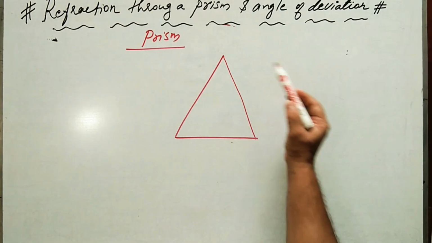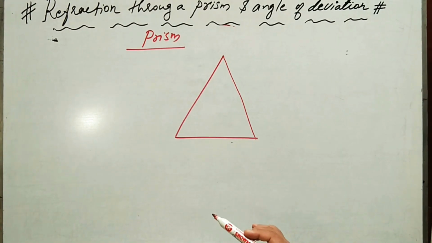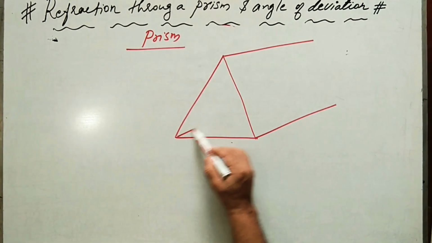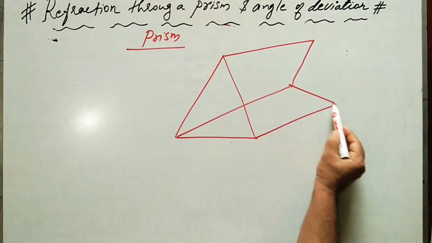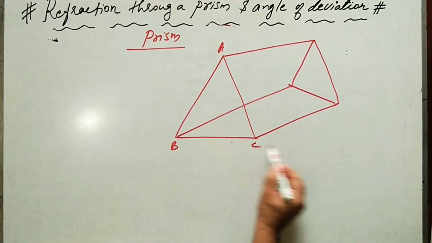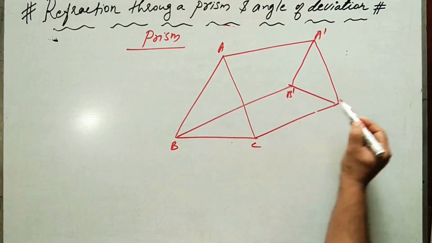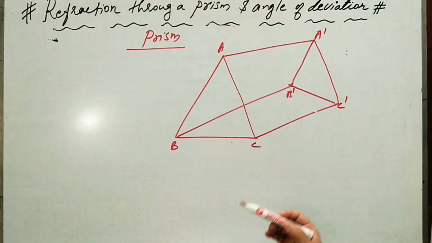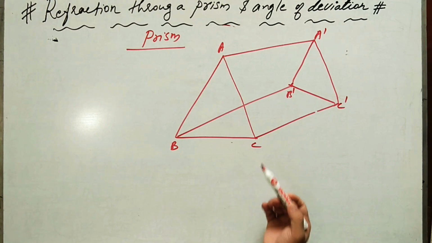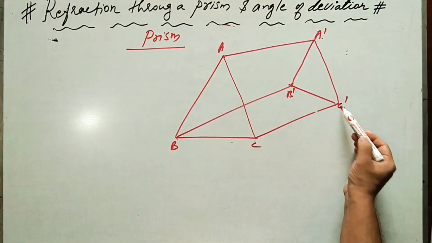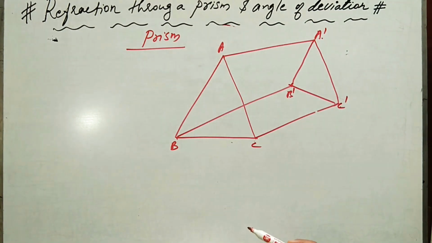Glass prism, it is made up of glass. It is bound by two triangular surfaces and three rectangular surfaces. Let us see. Yes, A, B, C, A dash, B dash, C dash. So this is the 3D figure for a glass prism. So a glass prism is made up of glass and it is bounded by two triangular surfaces. What are the triangular surfaces? A, B, C. As you can see on the diagram, A dash, B dash, C dash. So these are the two triangular surfaces.